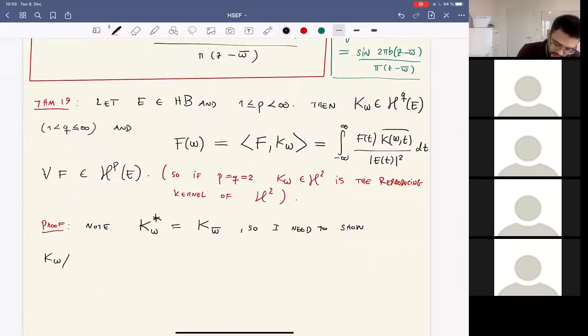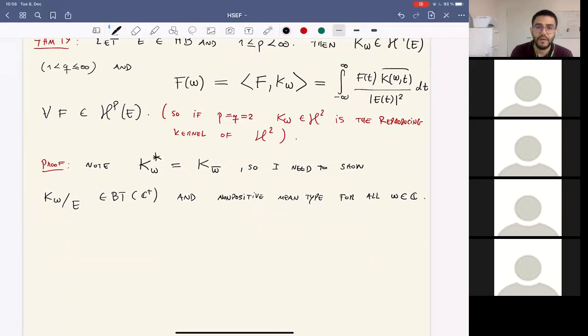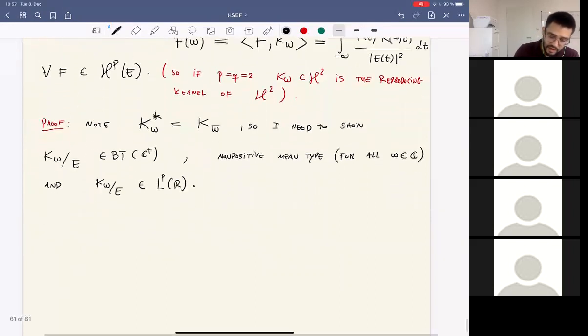that KW divided by E is of bounded type in the upper half plane and of non-positive mean type for all W in C. Okay, so that will guarantee the bounded type condition. Then I have to verify the integrability on the line. So maybe I should say this: KW over E belongs to LP on the line.